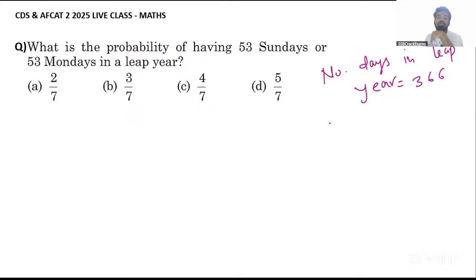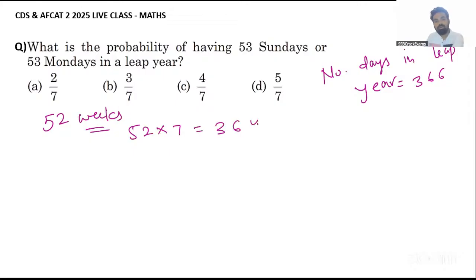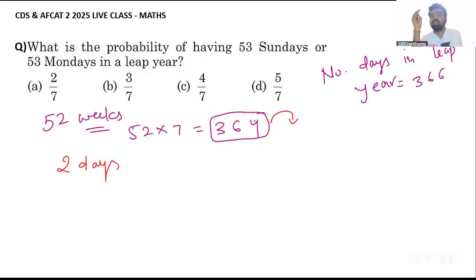Okay. So now there are a total of 52 weeks. So it means 52 into 7, which is 364 days. There have been 52 Sundays and 52 Mondays. Now we are left with 2 days only. We have already done the concept and the problem of 364 days. Now we only have to worry about the next 2 days.